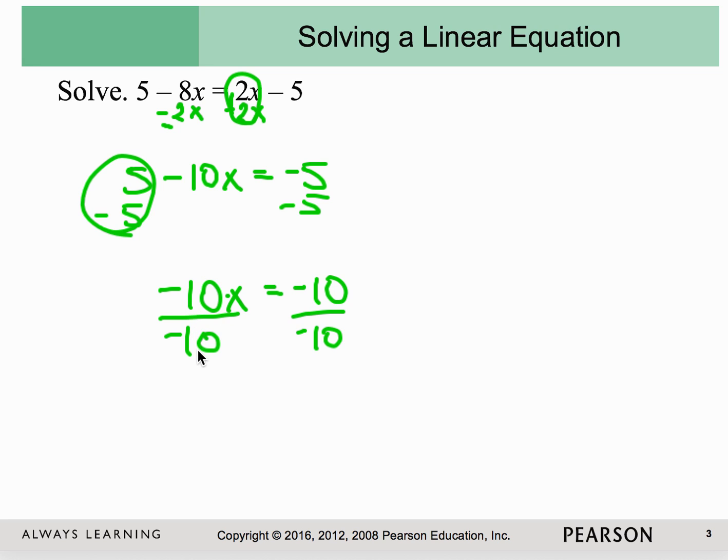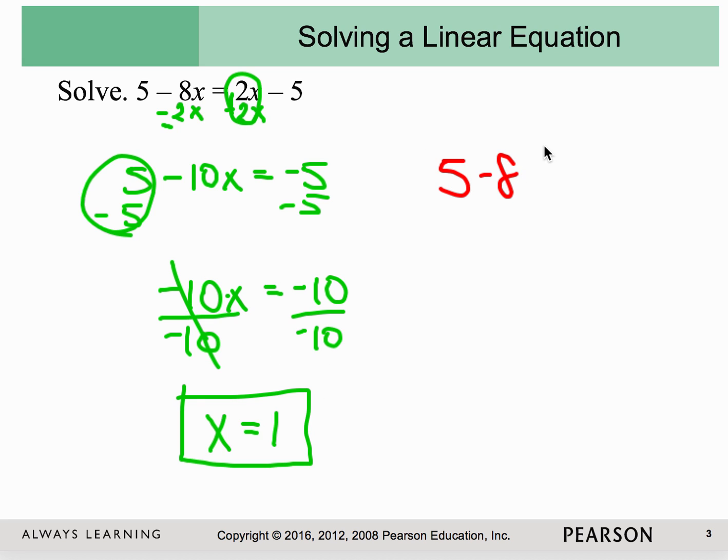So negative 10 divided by negative 10 is 1x, and negative 10 divided by negative 10 is 1. And don't forget, we can always check our answer. Let's plug in a 1 for the x.